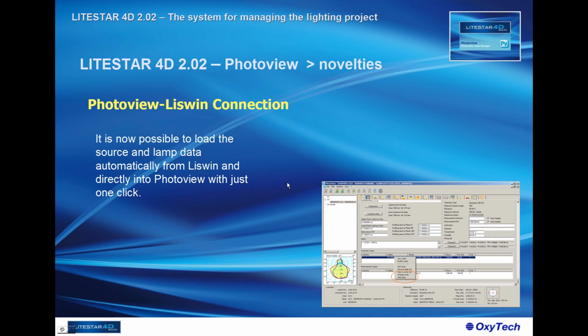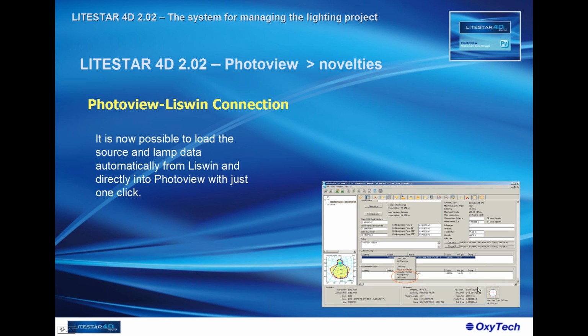Another main point introduced at the Photoview is the Photoview-Liswin Connection. The Liswin is our interactive electronic catalog where we can load all information related to lamps and to luminaires. In this case, now with this new feature, Photoview can link directly the information available through the Liswin.